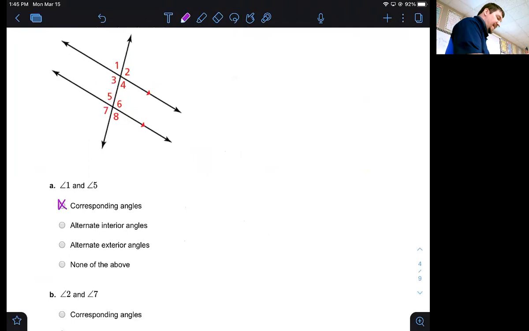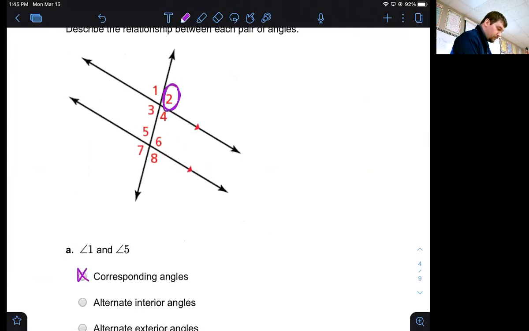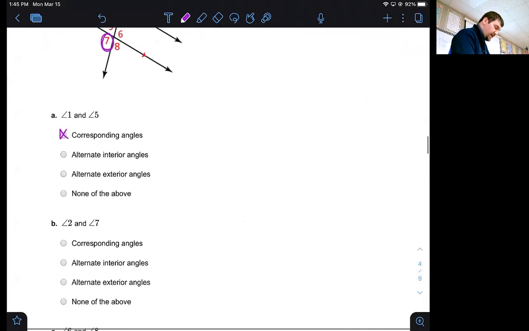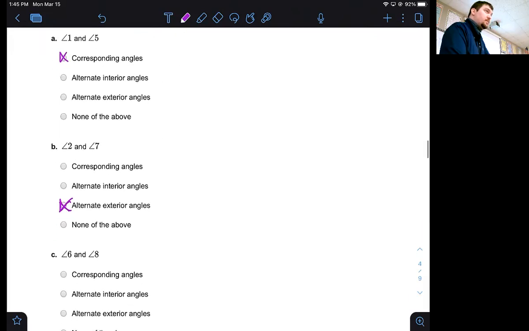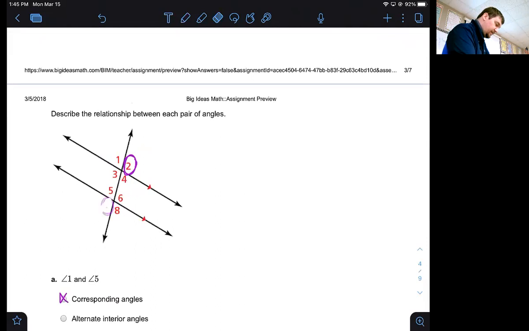Okay, now put B. It says angle 2 and angle 7. Alternate exterior. So ALT-EXT for B. Am I going too fast? That's good. C says angle 6 and angle 8.